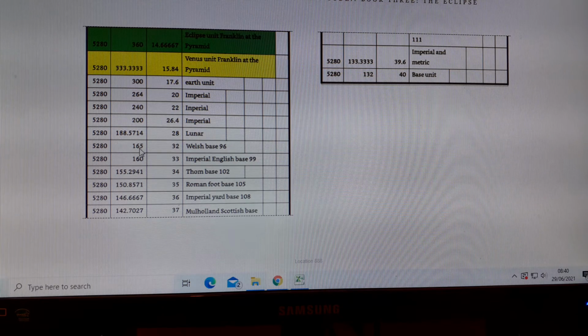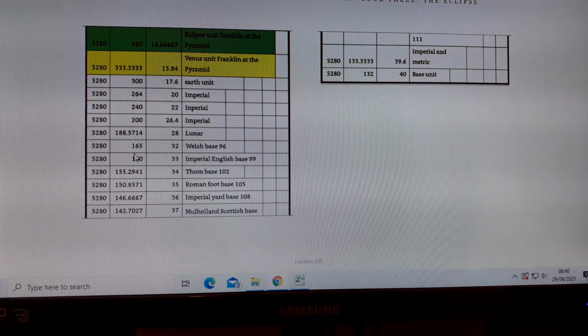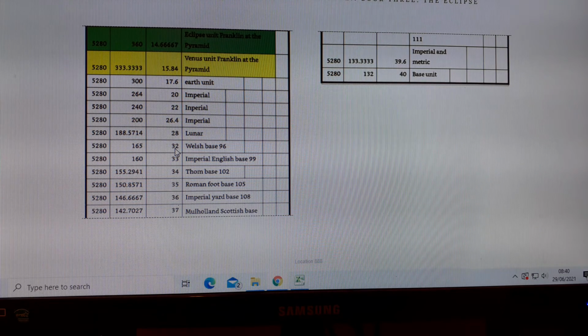And then the next one, 165, that's 10 rods, and it gives us 32. 32 is always in these systems, and I've put Welsh base 96. Next one is dividing by 160, we get 33, and that's in Imperial English base 99, 33 times 3. The next one is Tom, again one of those weird numbers, but we get 34, and it's Tom base 102. And the next one, we're going back to Anne Macaulay, we get 35, the Roman foot base 105.